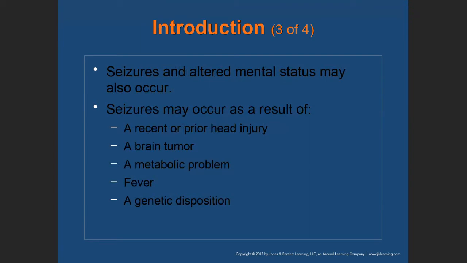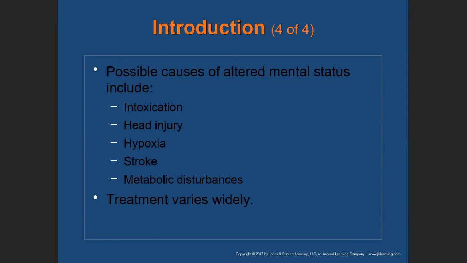Seizures and altered mental status may also occur. Seizures may occur as a result of a recent or prior head injury, a brain tumor, a metabolic problem, fever, or a genetic predisposition. Possible causes of altered mental status, which is when a patient is behaving in a manner that we would not consider to be normal, include intoxication, head injury, hypoxia, stroke, and metabolic disturbances. Because many things can cause altered mental status, the treatment varies based on the cause.